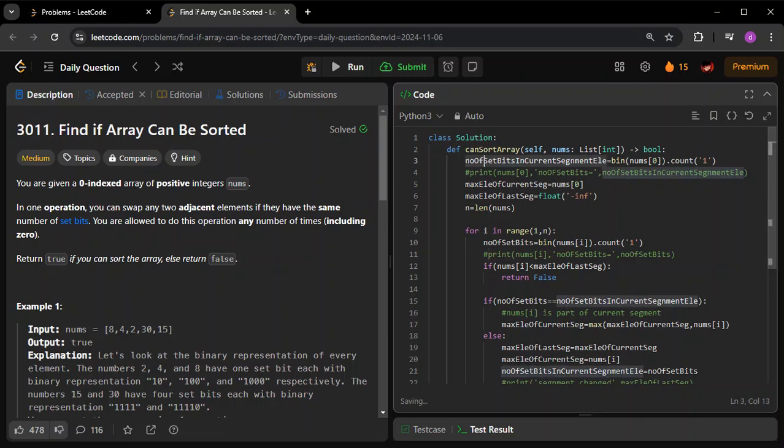So what I'm taking is the number of set bits in the current segment elements. Initially I will be taking the number of set bits in the first element, that is nums of 0. Then max element of current segment, again I'm taking nums of 0. For max element of last segment, when I'm starting the segment, that is when I have nums of 0, I don't have any segment prior to that. For that reason I will be taking the negative infinite float value. So this will be my max element of the last segment, and max element of the current segment will be nums of 0, right? And n is obviously the number of elements that we have in our input.